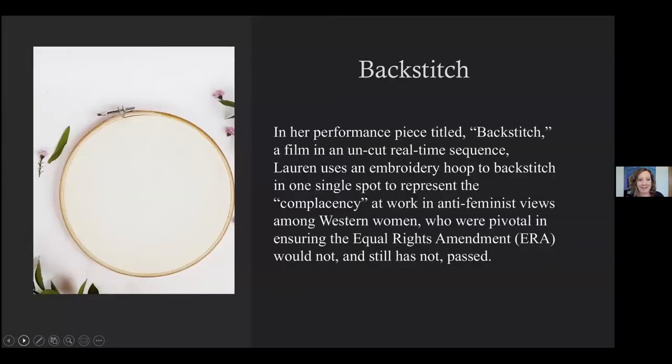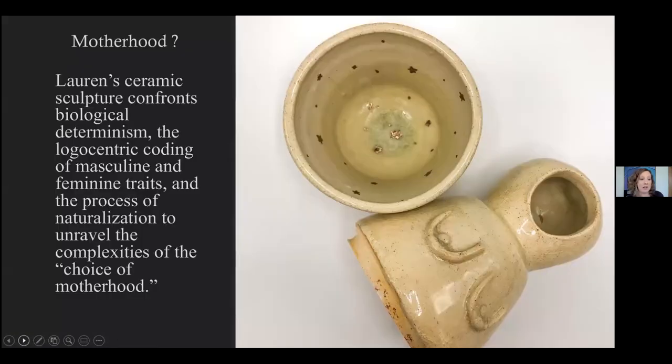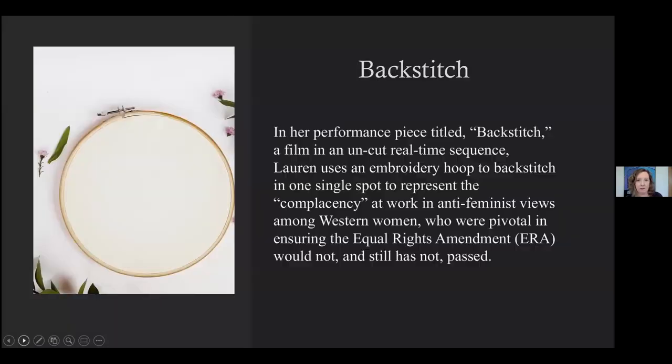And then one last example. This is a piece by another Lauren. By the way, these are the two Laurens. The first Lauren is an advertising design major. One of the things about the assignment is that I don't necessarily have students stick to whatever art practice is tied specifically to their major. They're free to play and do things that are outside of their studio major. So this Lauren was a fashion accessories design major, and she created this performance piece called Backstitch, which is a film in an uncut real-time sequence. She uses an embroidery hoop to backstitch in one single spot to represent the complacency at work in Western women's anti-feminist views.